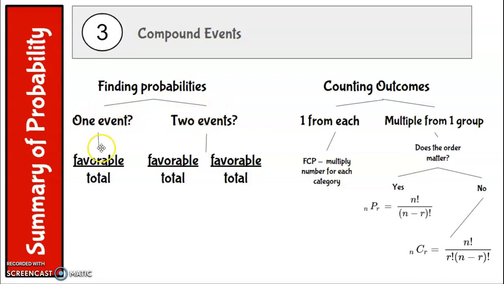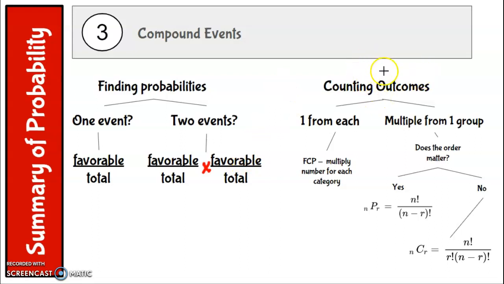If it's 1 event, it's favorable over the total. If it's 2 events, it's still the favorable over the total times the favorable over the total. And again, if it's a dependent event, your total is going to change and your favorable is going to change potentially based on what happened in the first event. But the idea is still the same. You're going to multiply the 2 things together.